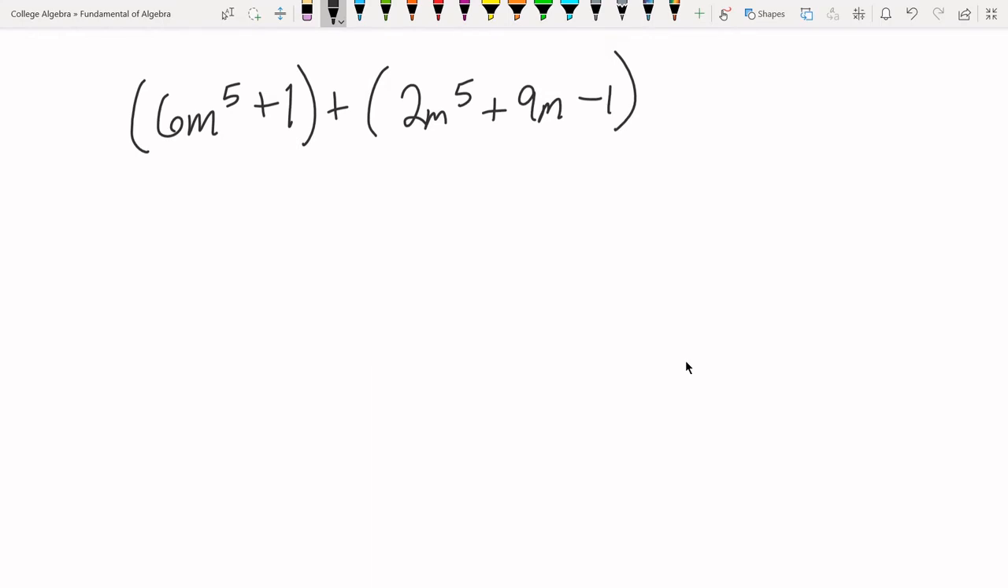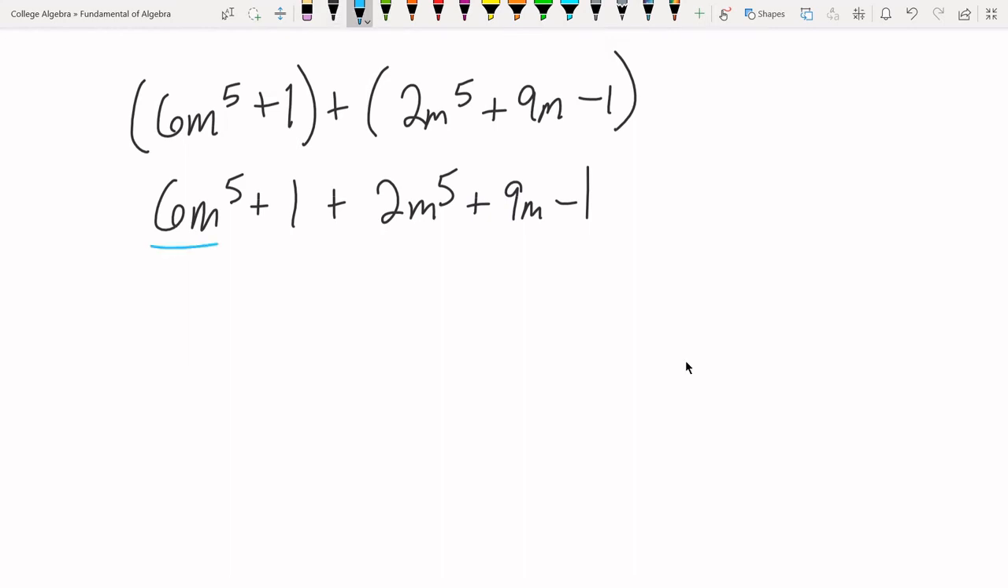If we're just adding 2 polynomials together, then really all we need to do is drop the parentheses, because they don't actually mean anything in the long run, right? If I drop the parentheses here, like this, I haven't actually changed the problem at all. There's nothing that changes from it. And so now I can just combine like terms.